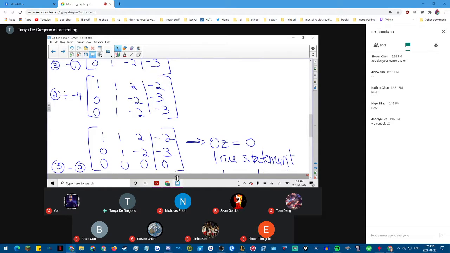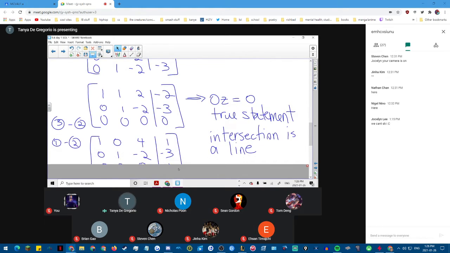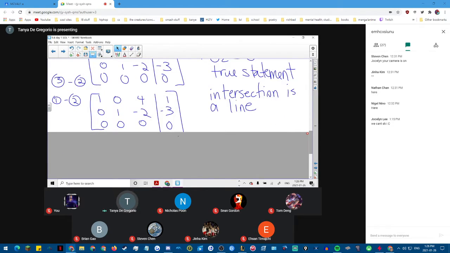Well, when I do that, look what happens. I ended up with one whole row being 0, 0, 0, 0, 0. Well, 0z equals 0 is a true statement, right? No matter what I sub in there for x, y, z, I'm always going to get 0. So it's a true statement. Because it's a true statement, that means that the intersection must be a line. There is a solution, right?